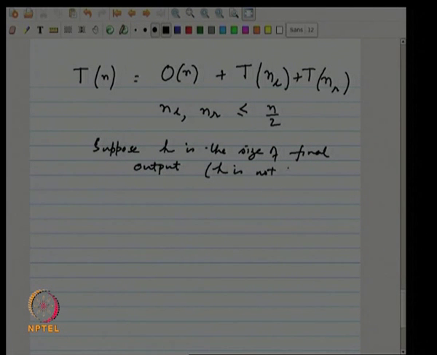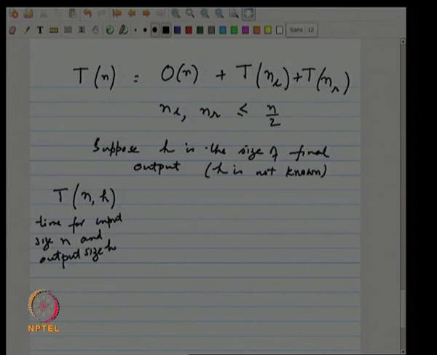h is not known. We do not know h. But if the running time is a function of both input and output, I should make my recurrence a little more complicated. So, time for input size n and output size h. The order n term remains order n. But now I can say something like T(n_l, h_l) plus T(n_r, h_r).